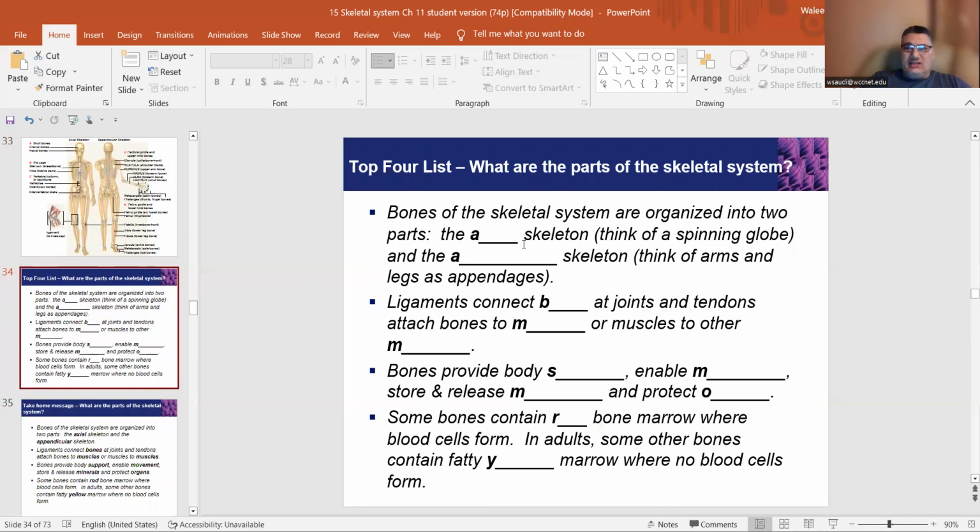The bones in the skeletal system are axial and appendicular. What's the axial? Here, axis. Skull, vertebral column, ribs. Appendicular, appendage. Upper limb with the shoulder, lower limb with the pelvis. Ligaments attach what to what? Ligaments, bone to bone. Tendons, muscle to bone.